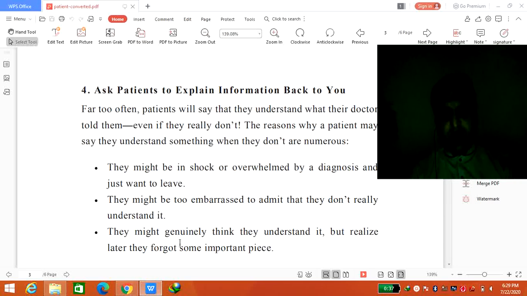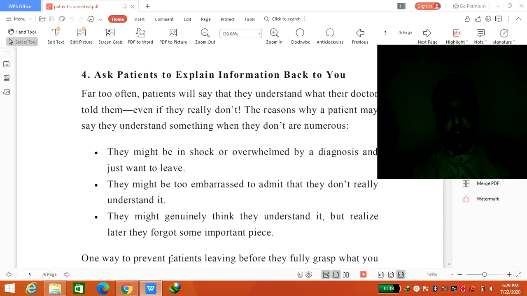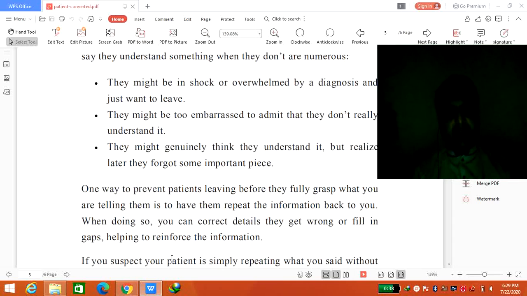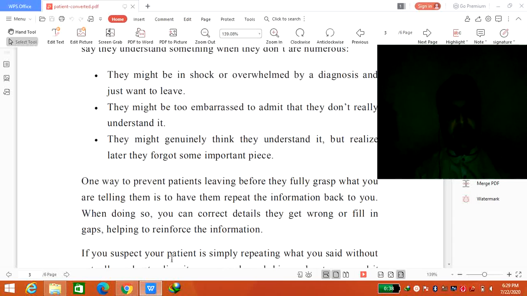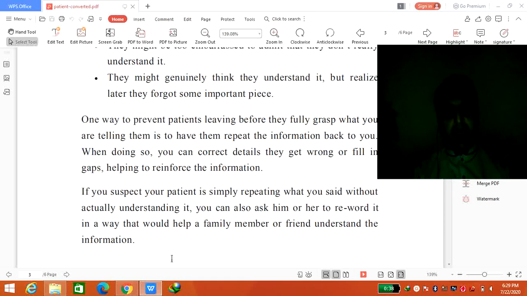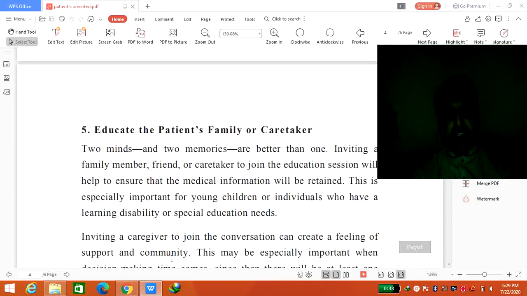They might genuinely think they understand it, but realize later that they forget. Yes, of course, they realize they know everything, but sometimes maybe a problem will be there. So that's too much important. The main objective of this feedback is that, let's suppose there is some shortcoming or some problem, obviously the provider, the doctor, may correct those problems and share the right, exact information. That's too much important.